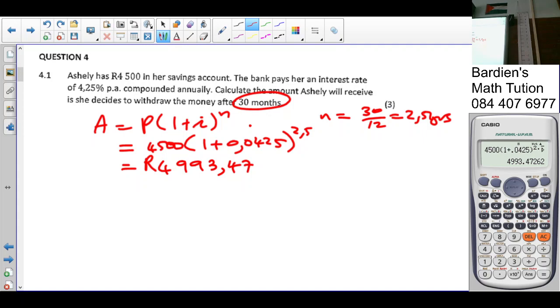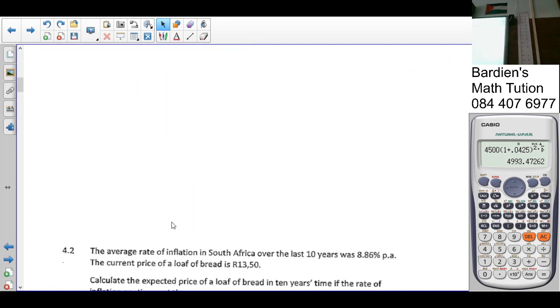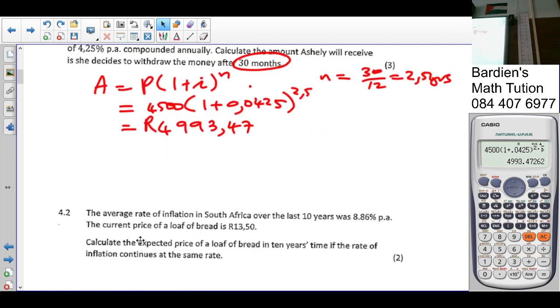What if the question was how much interest she would have gotten? What difference would we have done there? You subtract the 4,500 from the answer you got there. That will give you the interest that the money has earned over that time span. Are you all okay with that?